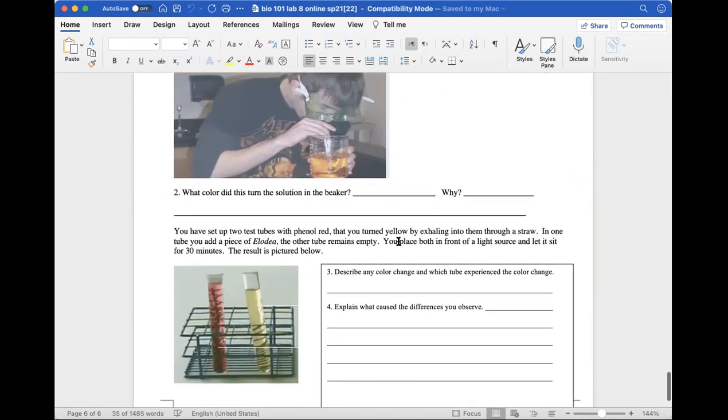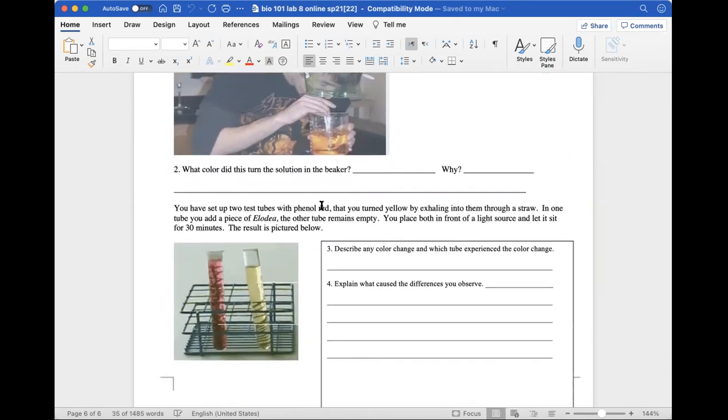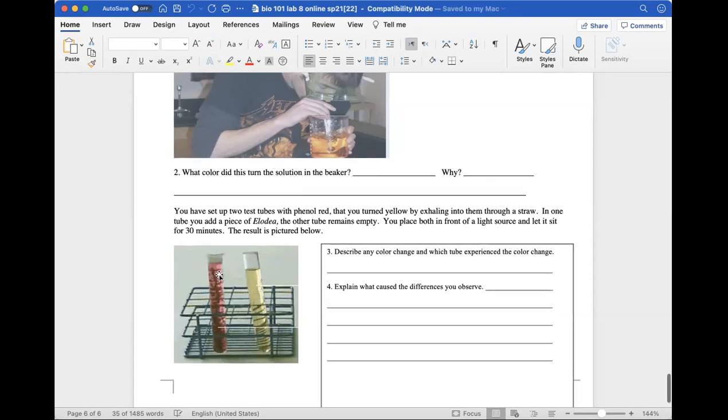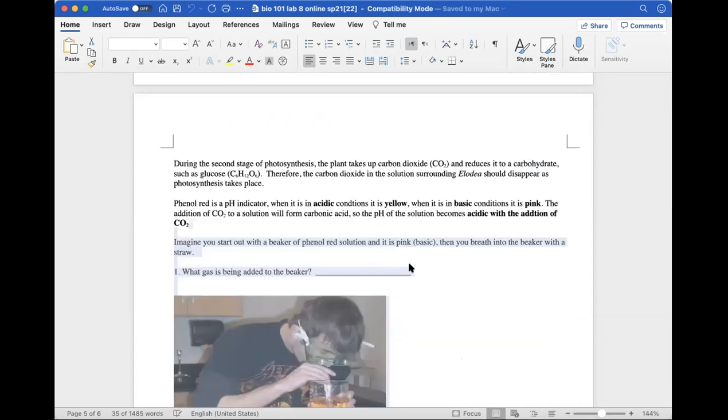Then we have set up 2 test tubes with phenol red that you turned yellow by exhaling into them through a straw. In one tube, you add a piece of Elodea, the plant, and the other tube remains empty. You place both in front of a light source and let it sit for 30 minutes, and the results are pictured below. So one turns pink and one turns yellow.